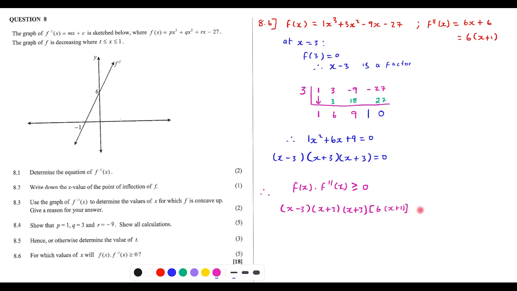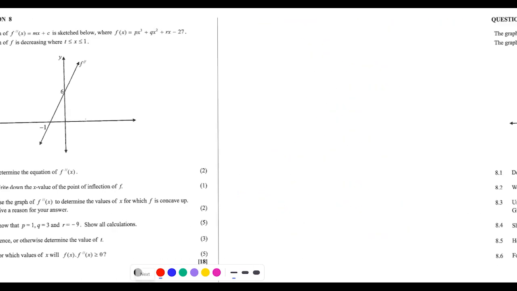Now this is one term, right? So if I want to get rid of this 6, I will just divide both sides by 6, so that this 6 cancels out, and now I'm only left with x minus 3, x plus 3, x plus 3, x plus 1 greater or equal to 0. Then now I'm gonna go and do what we call a sign table. So first let me write this.